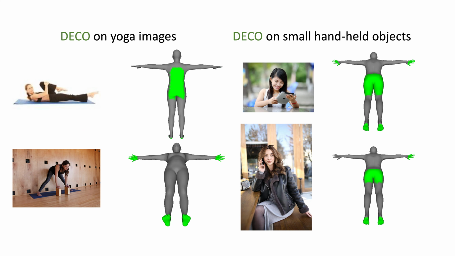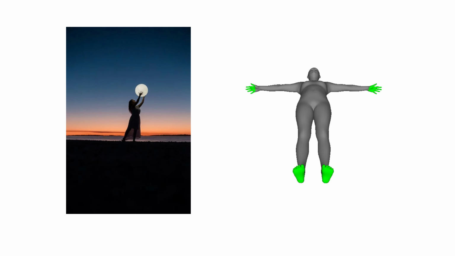DECO also generalizes well to unseen in-the-wild images from the internet. Notice how DECO recovers accurate body-ground contact for yoga poses. DECO is also able to estimate contact for small objects, such as a cell phone, an iPad, or rare objects such as a sky lantern.